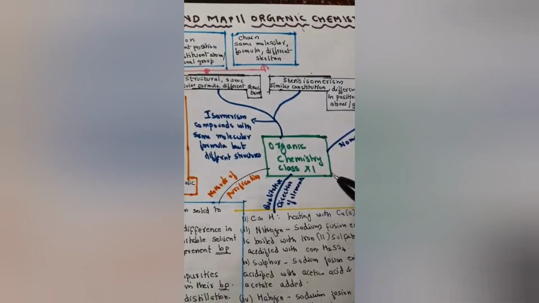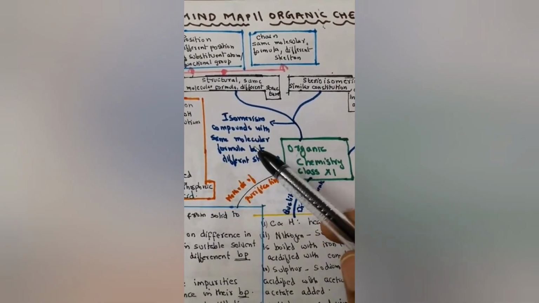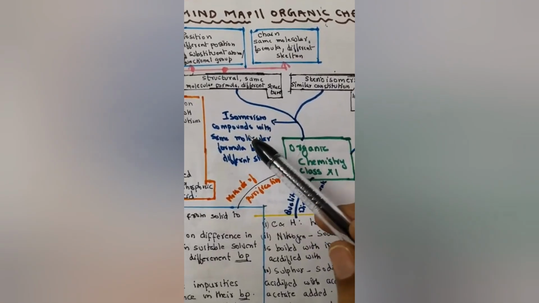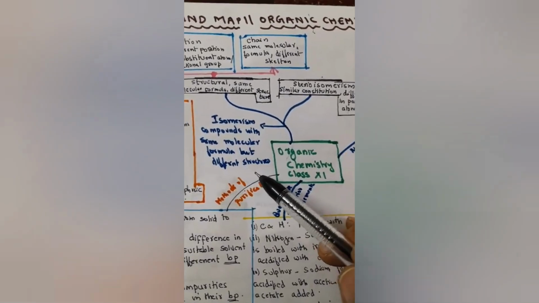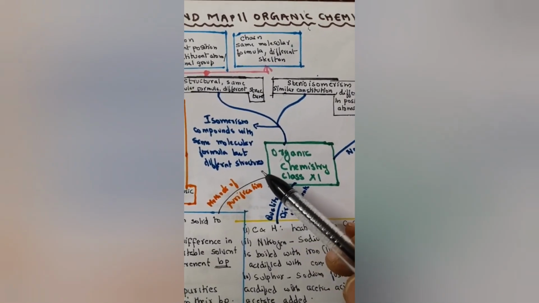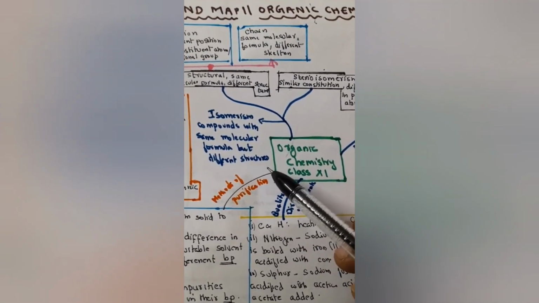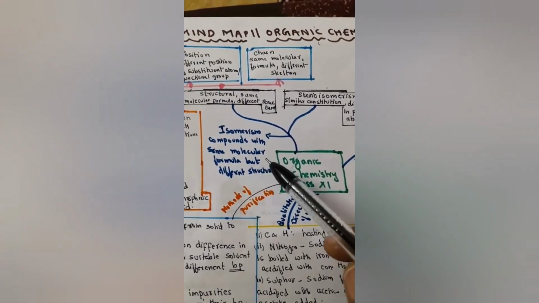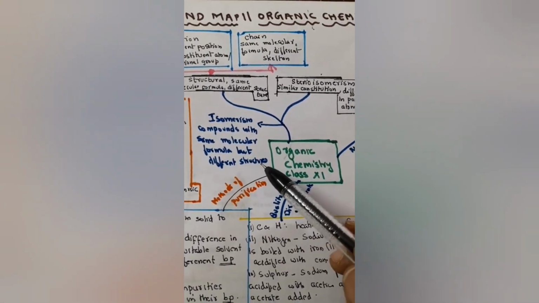So organic chemistry. Now here you can see isomerism of compounds. What is isomerism first of all? Compounds with the same molecular formula but different structures. Based on this chapter you get so many questions for NEET, that is why I plan to quickly revise this lesson for you today.